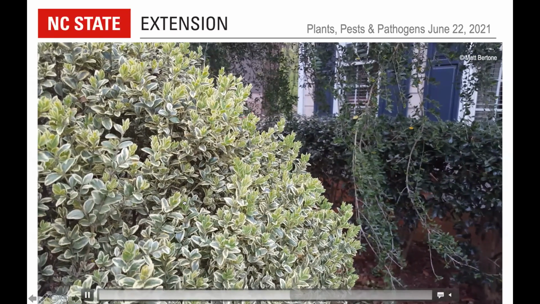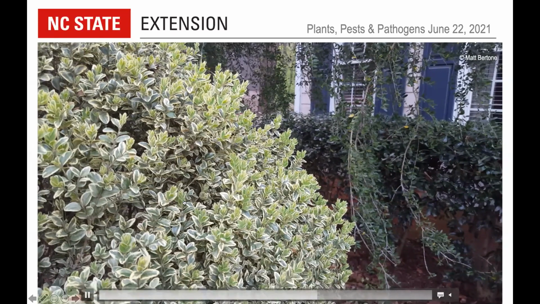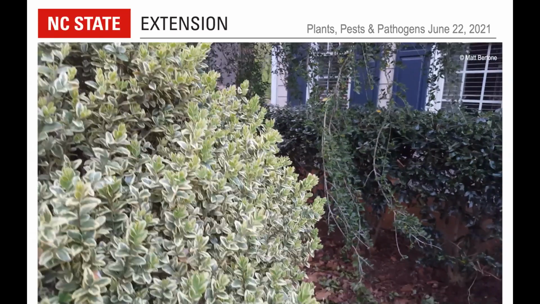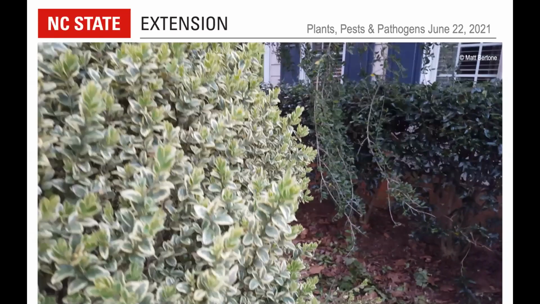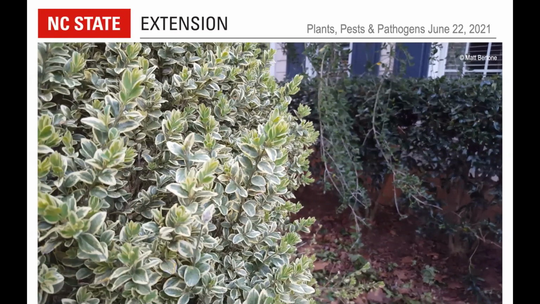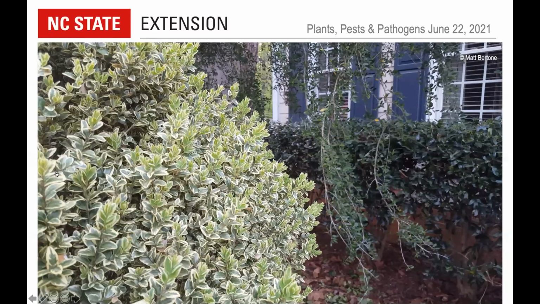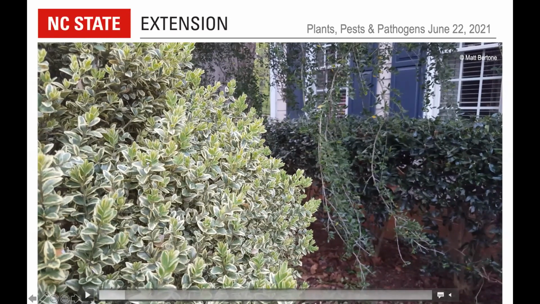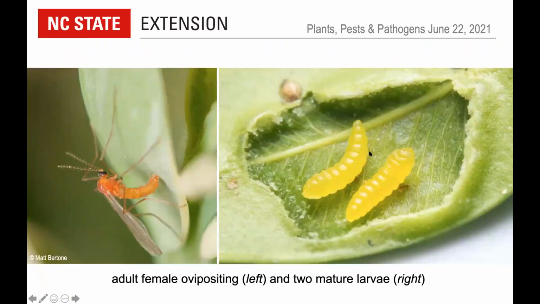So a contact pesticide can work on the leaves. When the adults land, they'll come in contact with it. Otherwise, the plants are pretty well protected. And so you'll have to, let's go to the next slide. You'll have to use a systemic insecticide if you have them.